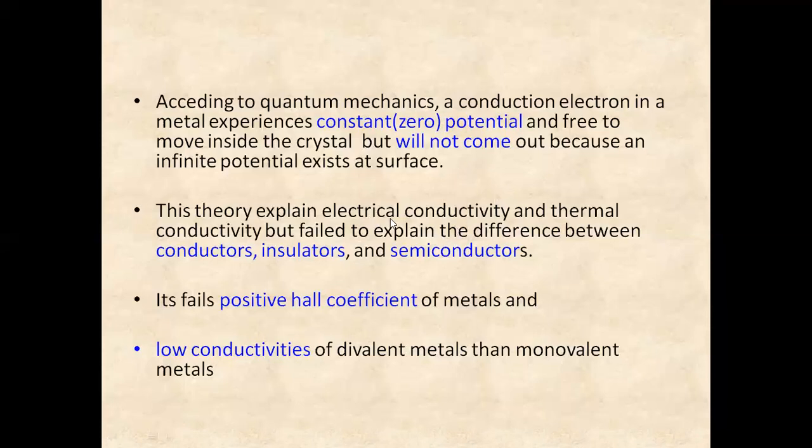This theory explains electrical conductivity and also thermal conductivity, but failed to explain the difference between conductors, insulators, and semiconductors. That is, this quantum free electron theory explains the thermal and electrical conductivities, but fails to explain the classification. On what basis are these materials classified? The quantum free electron theory did not explain this.